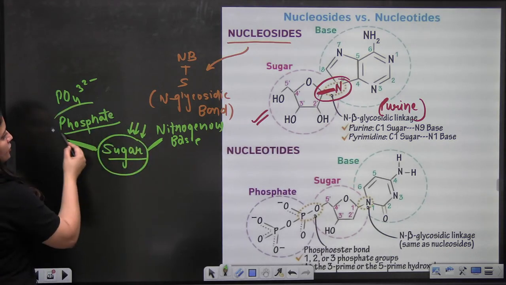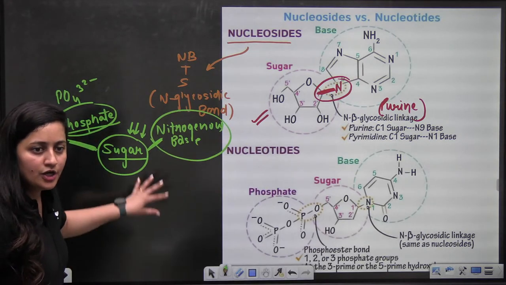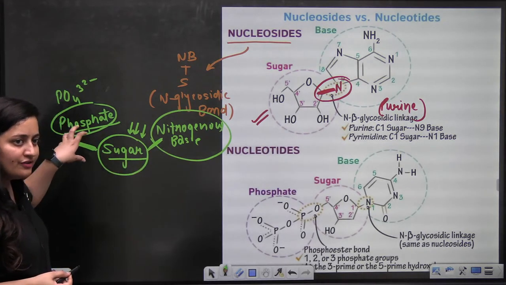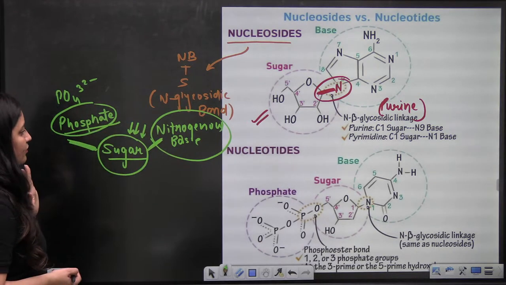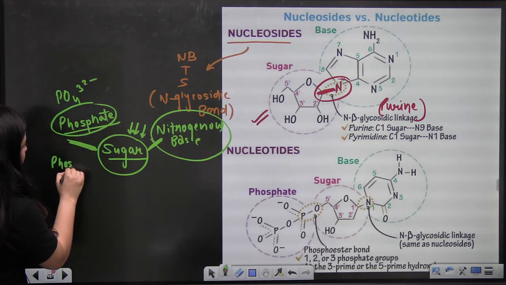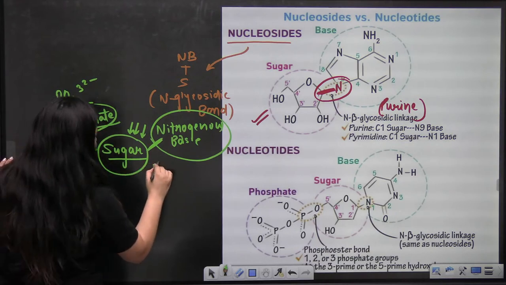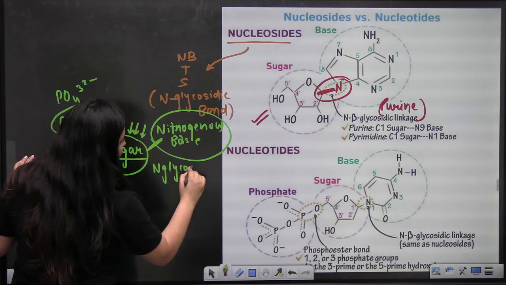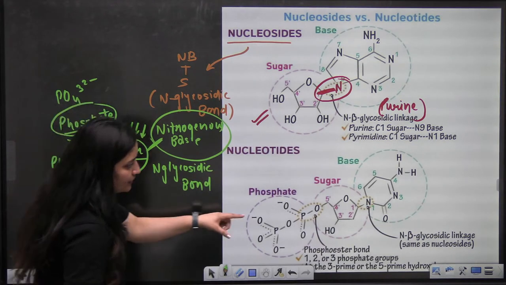So, to the sugar, the phosphate will join and even the nitrogenous base will join. Okay, bachche? So which bond is going to be here? Phosphoester bond. Which bond is going to be here? N-glycosidic bond. So, any doubt, tell me. You can just see the bonding.